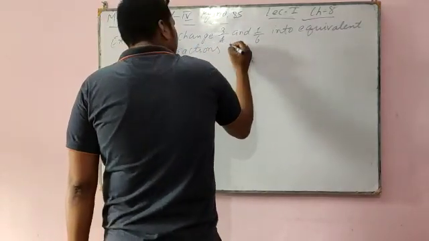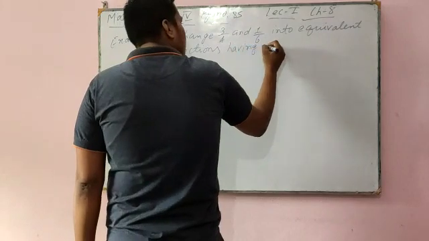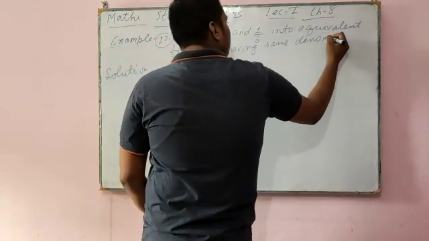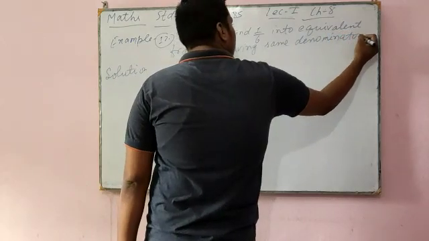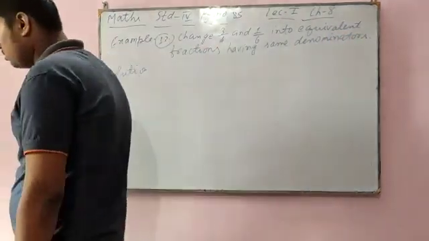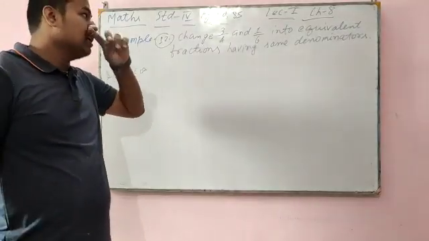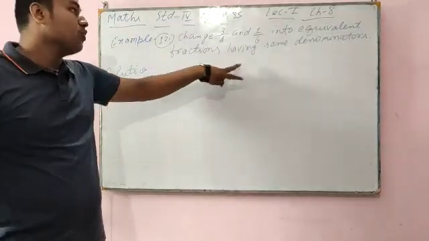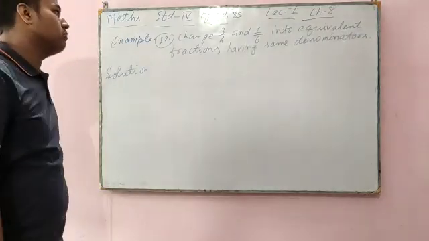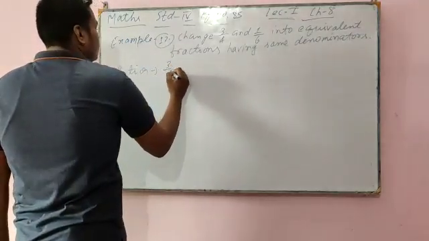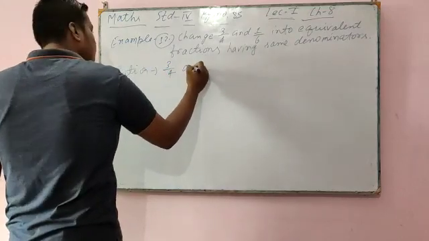having the same denominator. You have to make the denominator same. 3 by 4 and 1 by 6 is there.